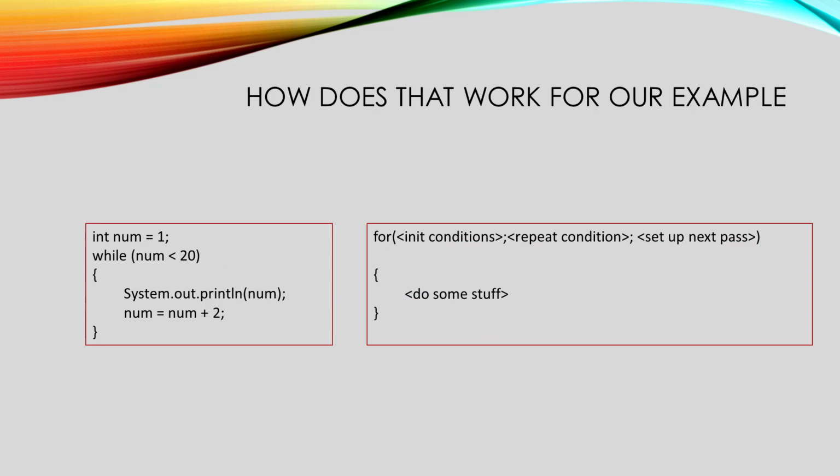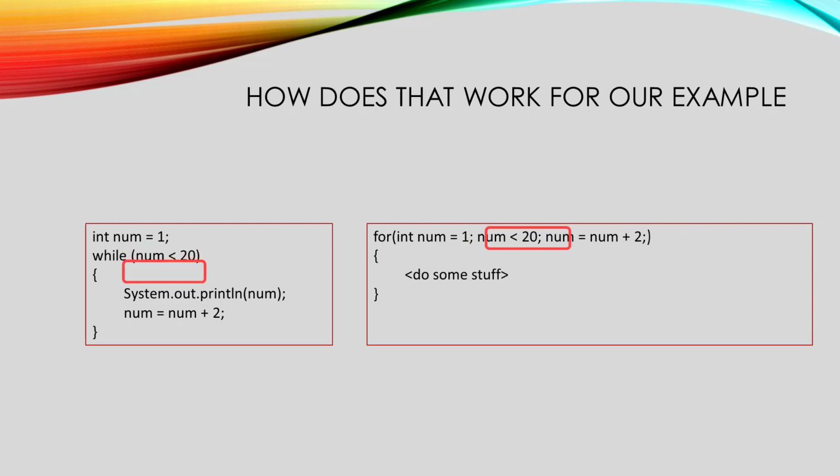So this is our while loop for printing out the odd numbers less than 20. Let's watch how it gets converted to a for loop. First, we move the initial setup of the loop, then we move the repeat condition, and then we move how we set up the next pass, and that just leaves the stuff that needs to get done in the loop.